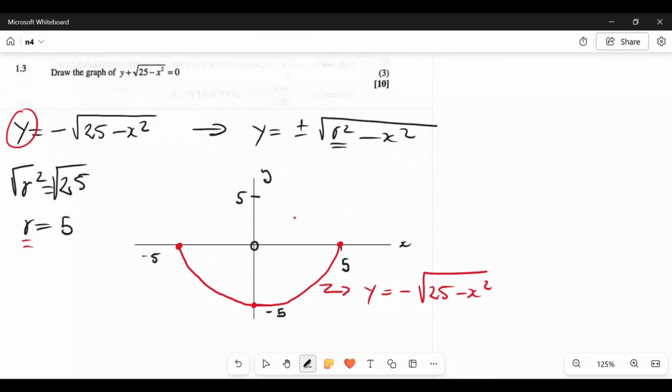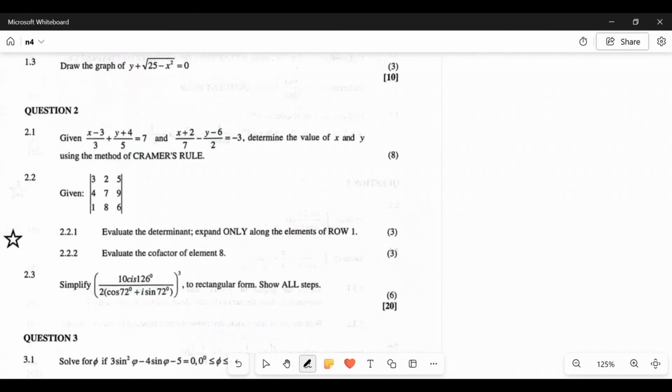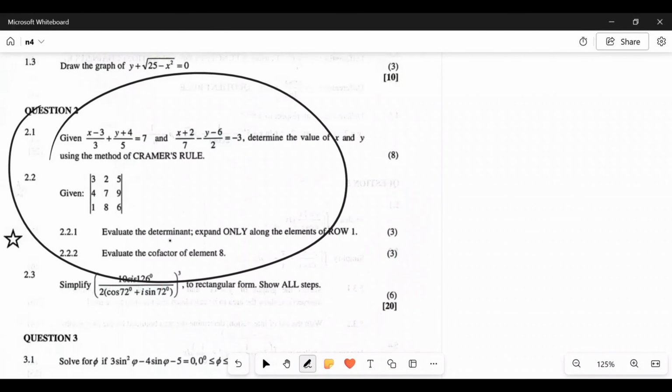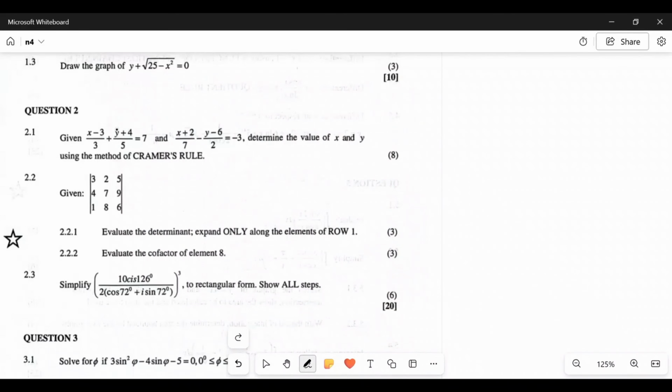All right, guys, we are done with question 1 of this question paper. Here is our question 2 there. I hope you can see how I highlighted it. It has 3 questions, 2.1, 2.2, and 2.3, with 2.2 having 2 sub-questions. We're going to start with 2.1, and then we're going to create some space so that you are able to solve it. So let's create some space and let's solve 2.1.